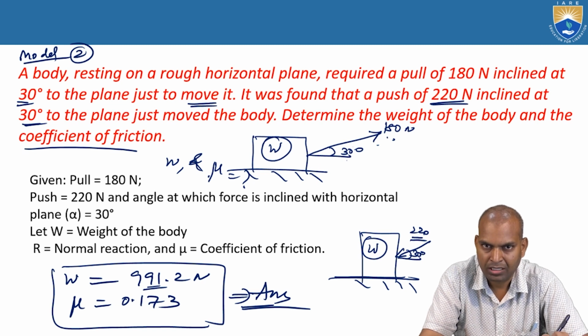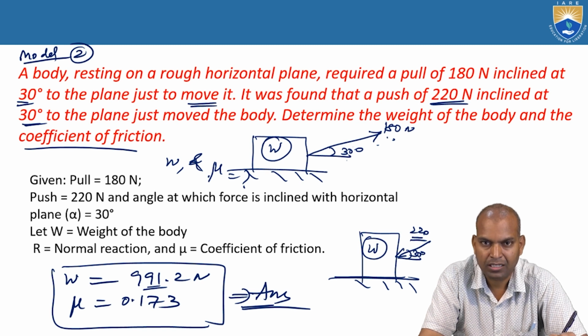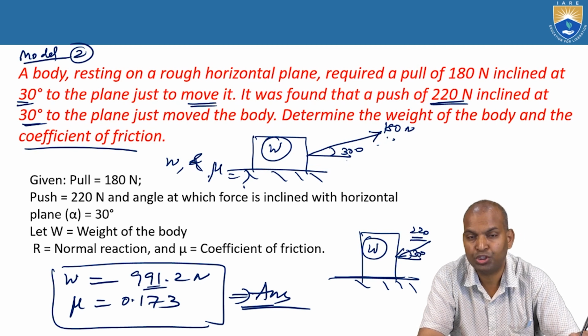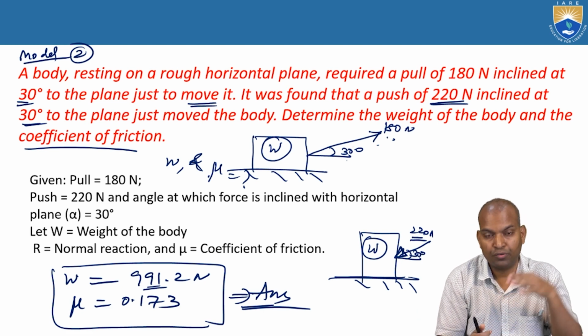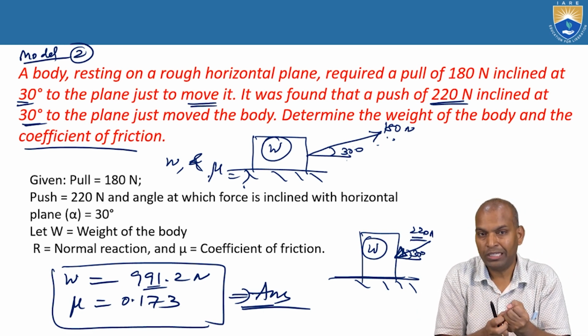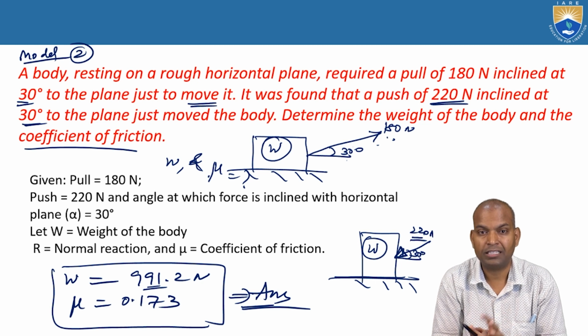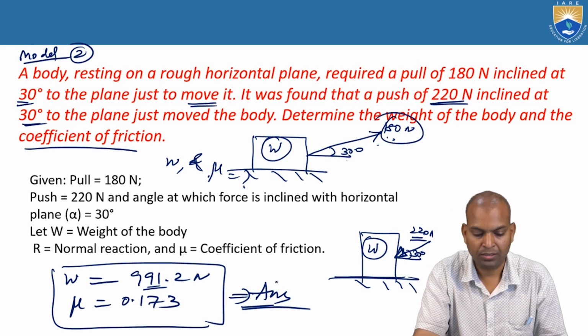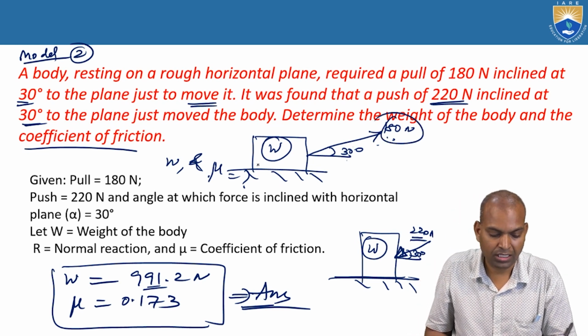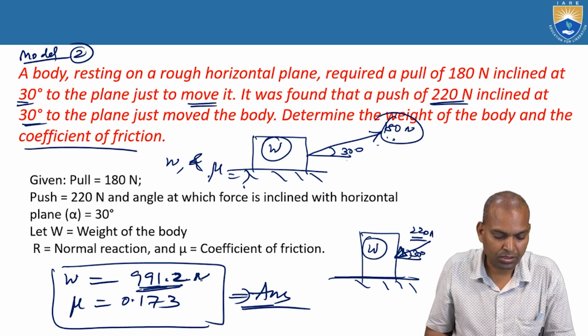We can understand that the effort for pulling the same weight of the body, that is 991.2 newtons, is less in comparison to the pushing effort. The pushing force is 220 newtons; you have to push with 220 newtons, whereas pulling takes 180 newtons. 40 newtons less effort is required for pulling. This is the point here, for the same weight of 991.2 newtons.